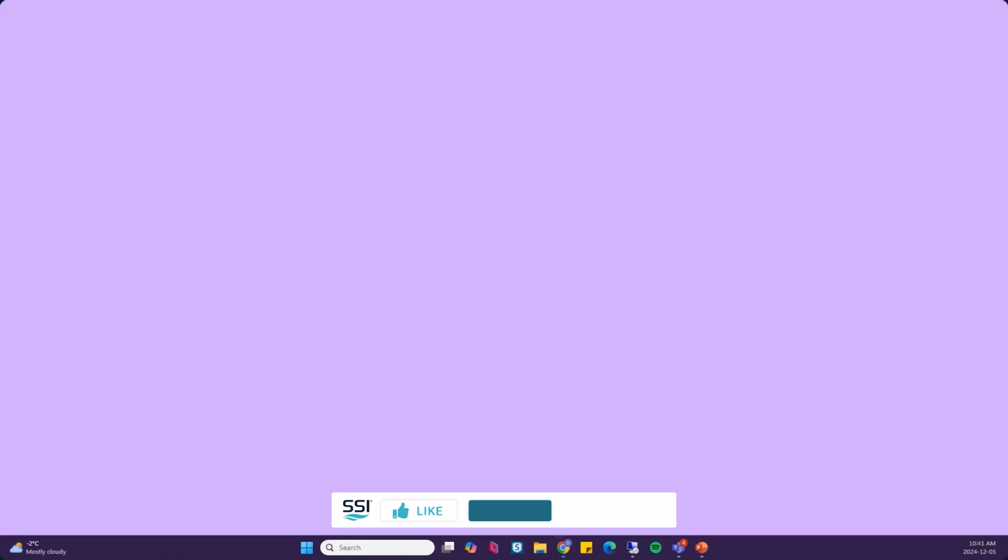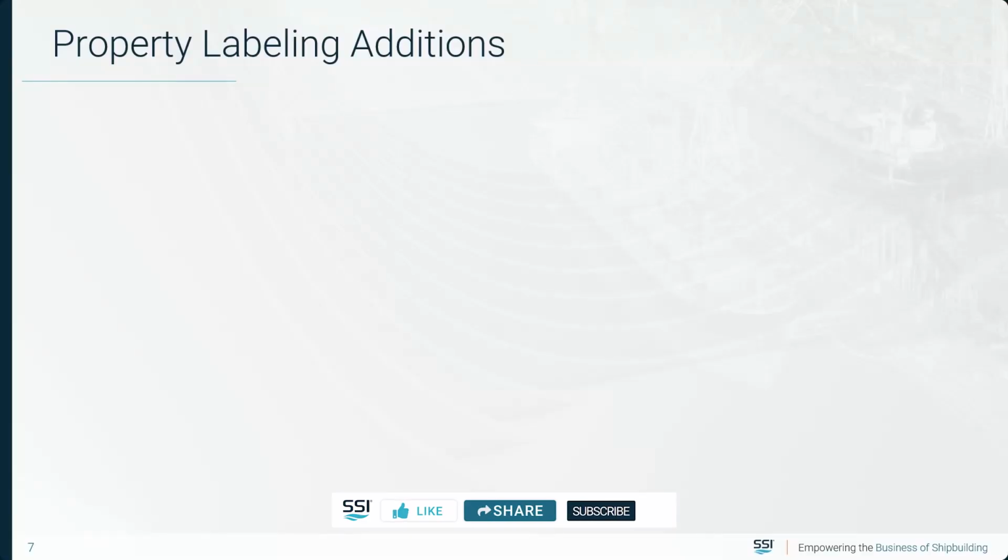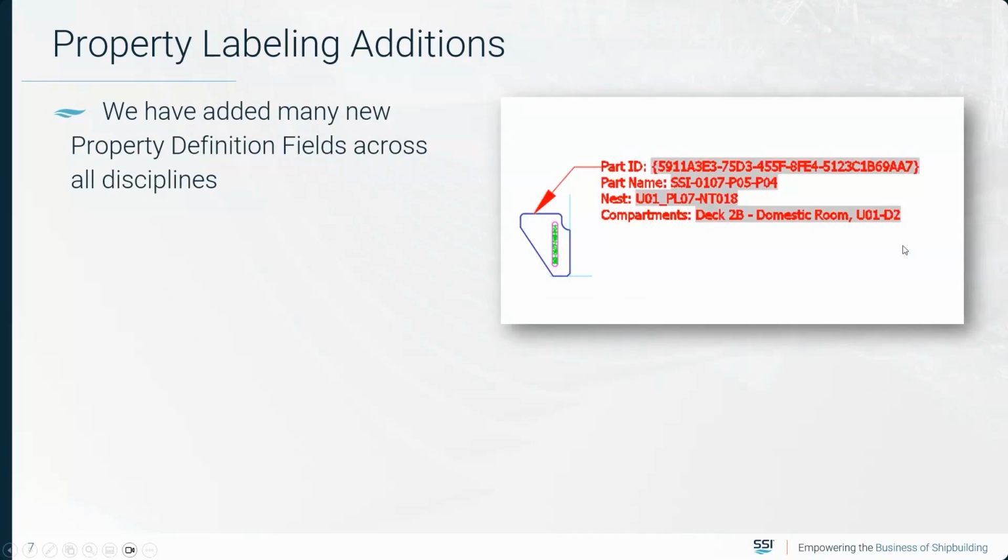To the labeling portion of the webinar, which I know a lot of people are pretty keen to learn a little bit more about based on the responses that I received upon your registration. So happy to share that with you. So property labeling additions we'll get started with here.